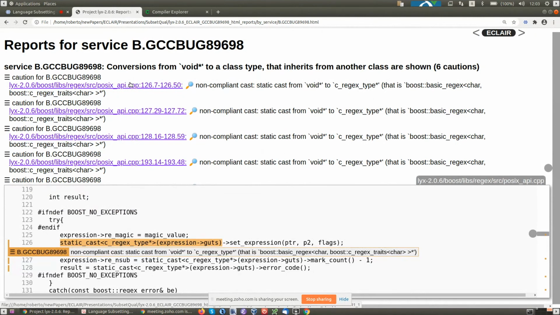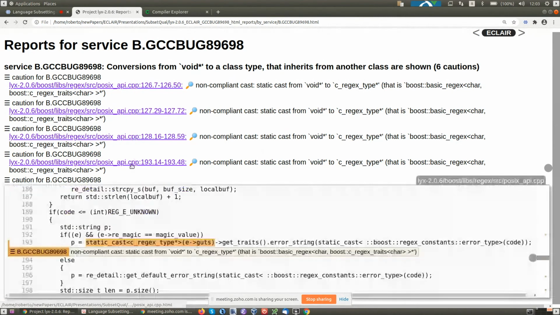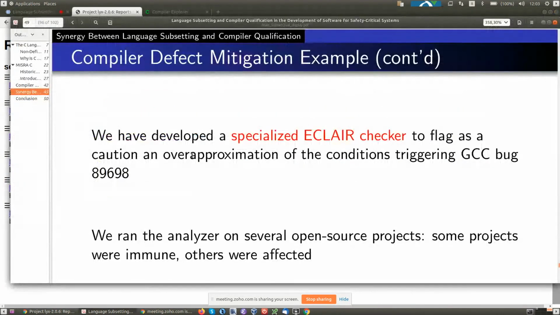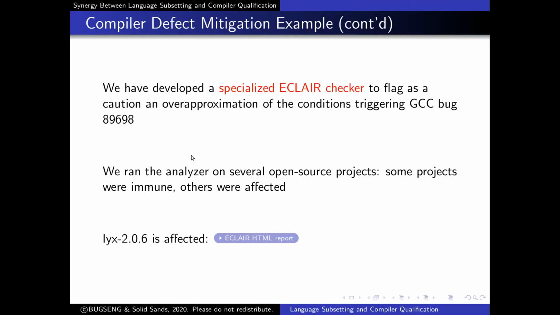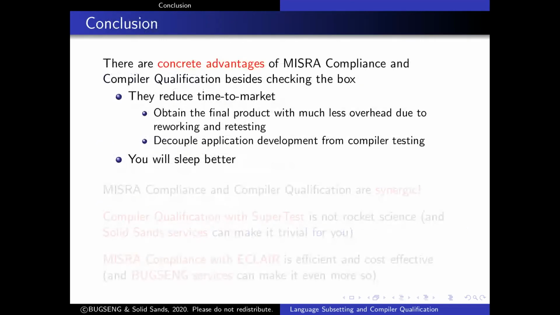Here we have static casts from void pointer to a class type that is inheriting from another class. 6 instances, all in one source file. So this is crucial information for anyone who wants to make sure that appropriate countermeasures have been used to make sure that the project is not affected. So it's time to conclude.